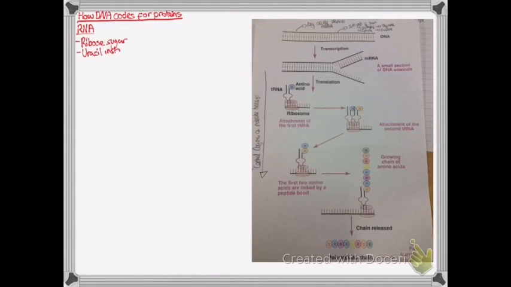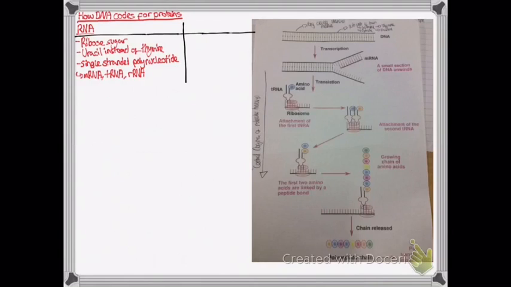So I've spoken to you a little bit about RNA. It's got a ribose sugar, nitrogenous base uracil replaces thymine, and it is a single-stranded polynucleotide. So whereas DNA is double-stranded, RNA is always single-stranded. It is a shorter polynucleotide, and it's got 3 forms of RNA. You can have messenger RNA, which is mRNA. You have transfer RNA, tRNA, and ribosomal RNA, rRNA.